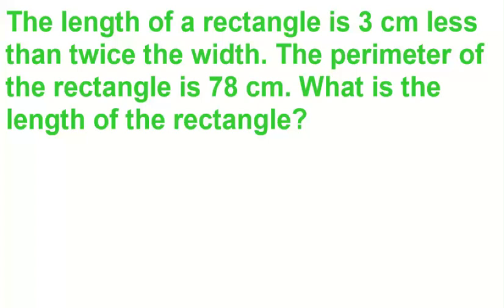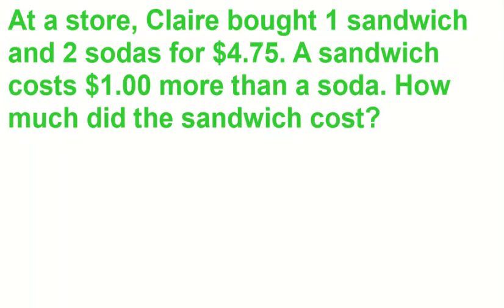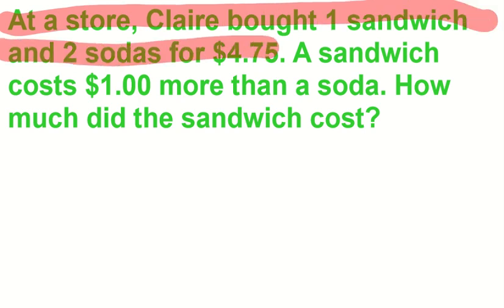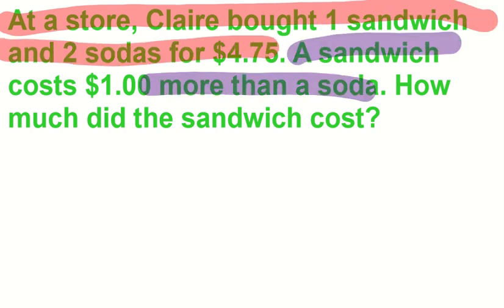All right, so let's look at it a little bit different then. All right, so we got a store. Clay bought one sandwich and two sodas for $4.75. Sandwich cost $1 more than a soda. How much did the sandwich cost? So just like before, we're going to have two sentences, two equations. So there's the first sentence. There's my second sentence. Okay?